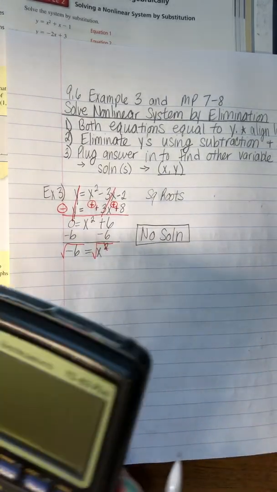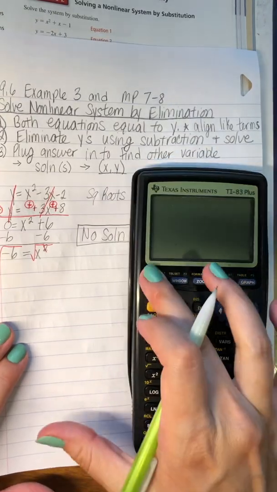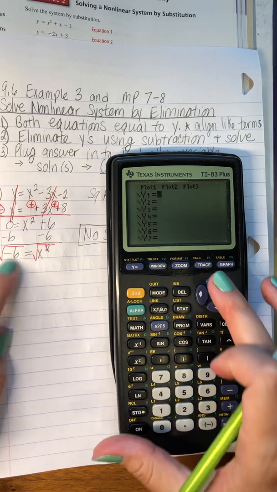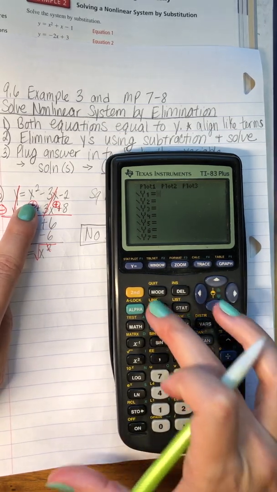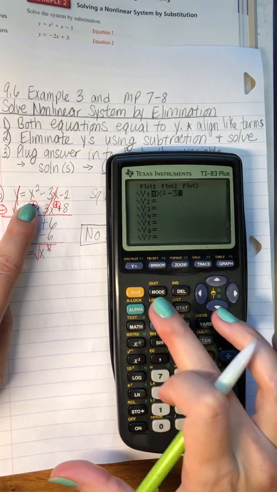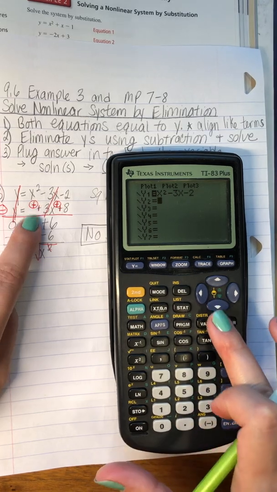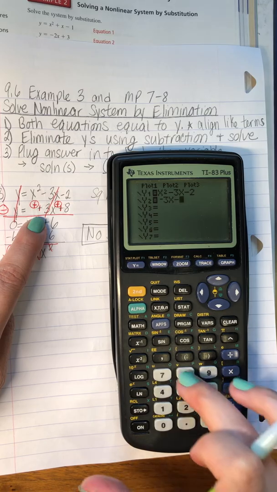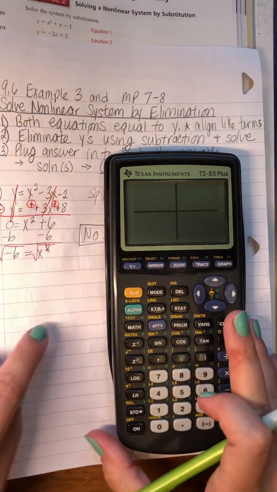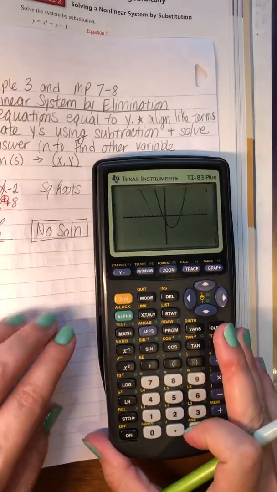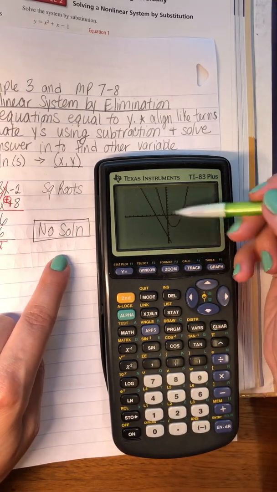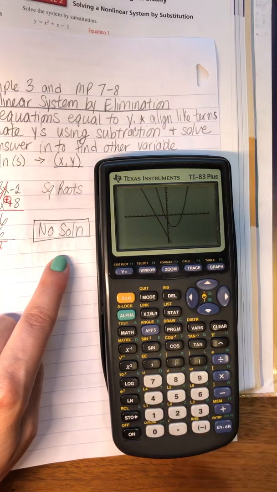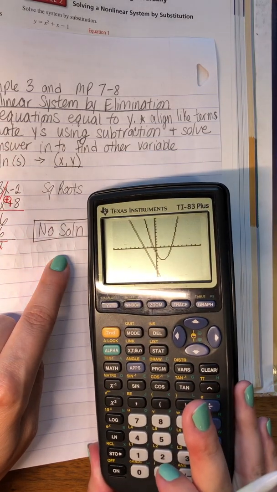Let's go to our graphing calculator and let's make sure that it matches up with the graph. So let's go to y equals. Let's type in the two equations, x squared minus 3x minus 2, and then negative 3x minus 8. Let's hit graph, and no solution means that they're never going to intersect, and look at what happens here. They're never going to intersect here, so no solution for this system.